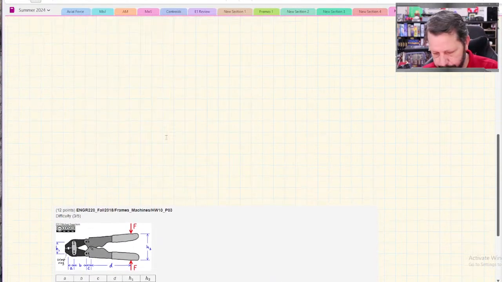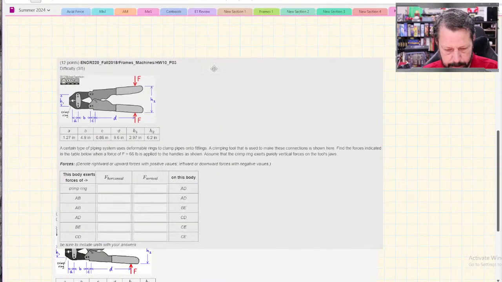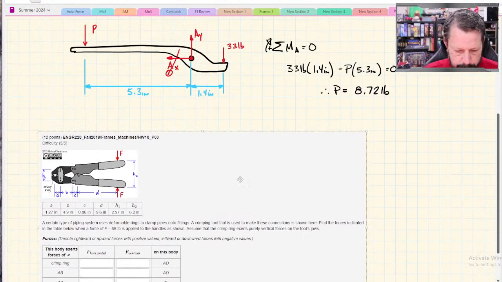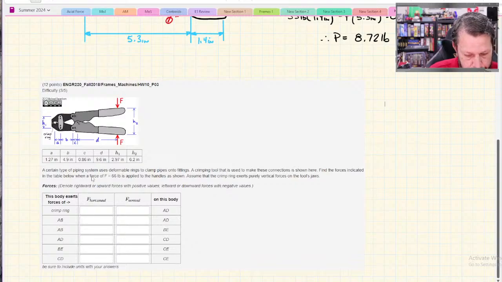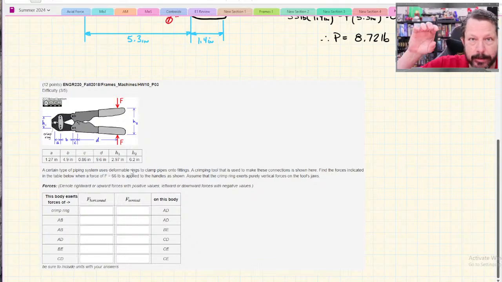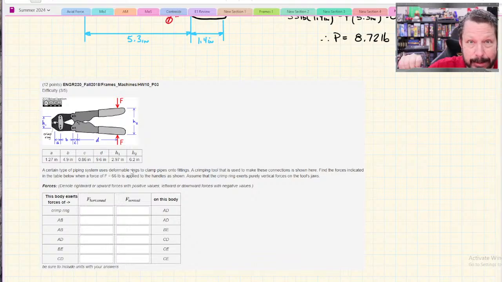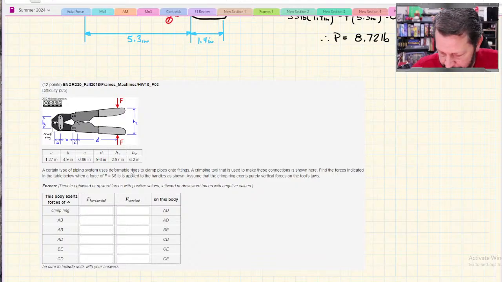All right, so same idea. We've got a bolt cutter, except here, we do know the force applied at the handles. Different force. This time it's 66 pounds. And this is not technically a bolt cutter. This is a crimper. So it's crimping a ferrule, like a metal sleeve around something like a really big cable, like a battery cable or something. So instead of cutting it, it's crimping it, squeezing it down.